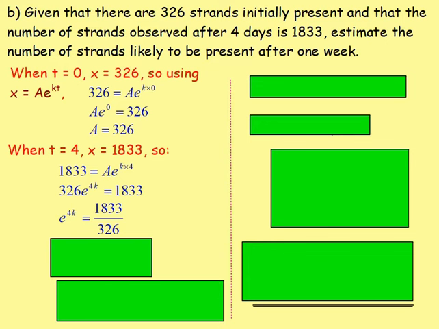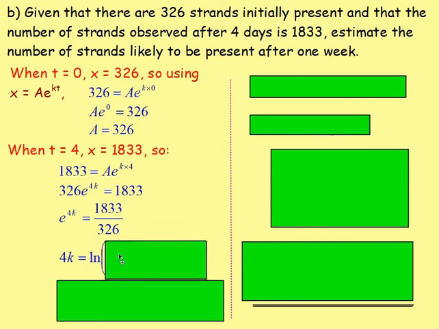To find the value of k, how would you do it? Perfect! If you take logs of both sides. Because we're working with e, use log base e, or in other words, your natural log. So you'd have ln e to the power of 4k would equal ln, and then this fraction here. You could bring that power down, so you'd have 4k times ln e, and remember ln e would just become 1. So you'd be left with 4k. So 4k would equal, and then remember you took the log of the other side as well. So it's ln 1,833 over 326.